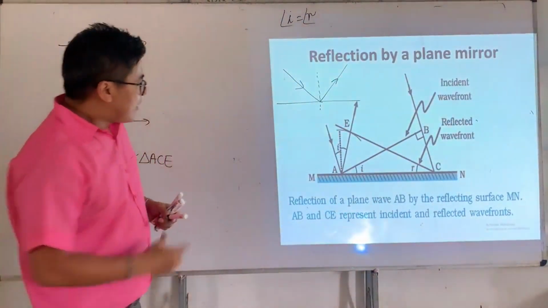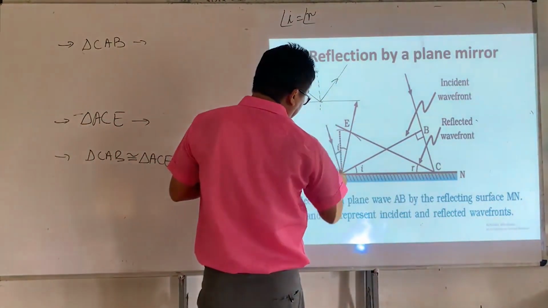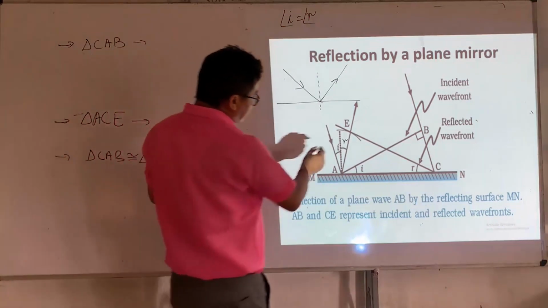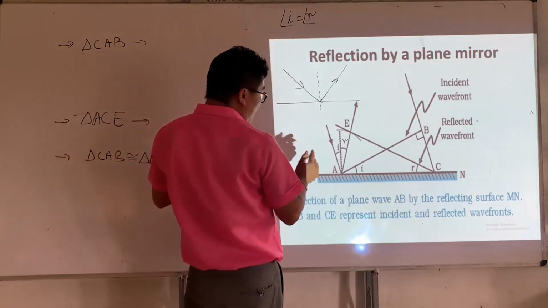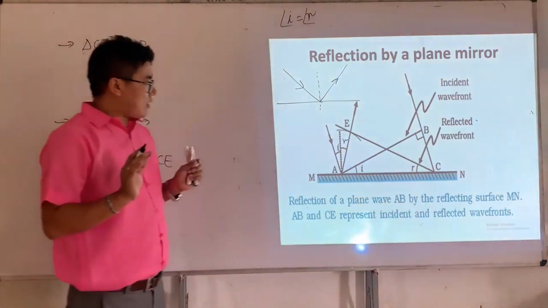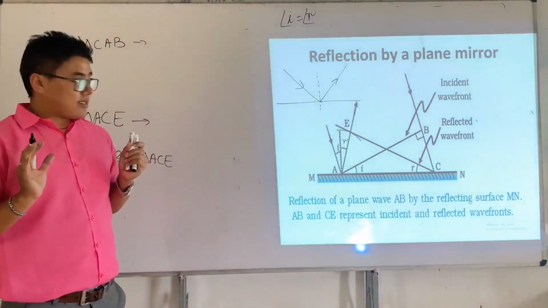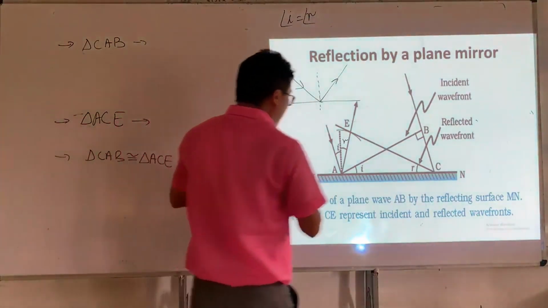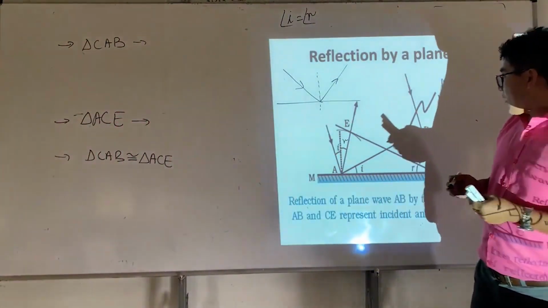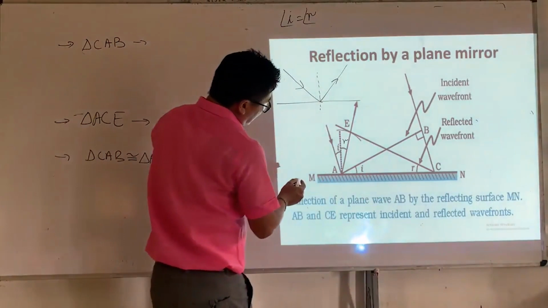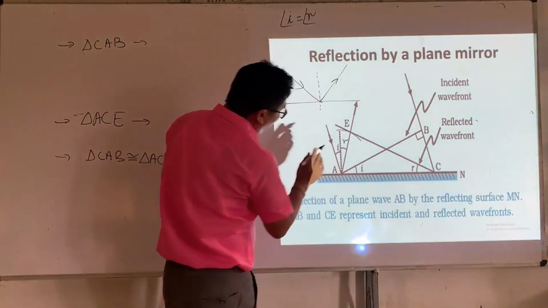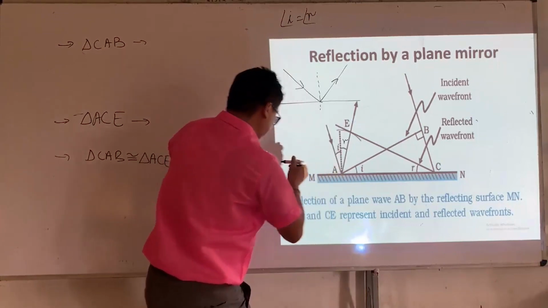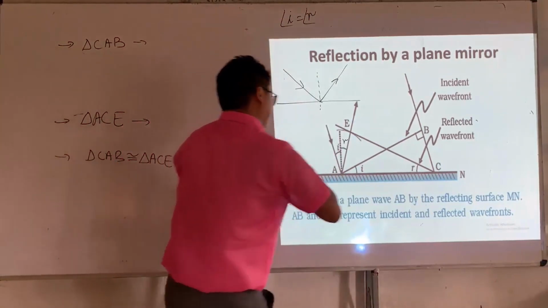Look at here. This is the angle of incidence and this is the angle of reflection. I'm going to prove that I is equal to R. This is what I have to prove. So look at here. This is I. How? I take this triangle, look at here.